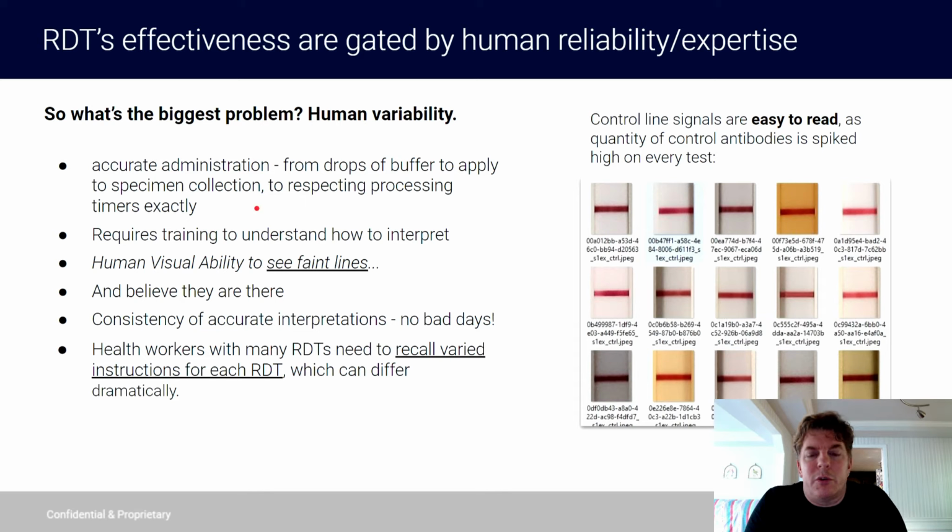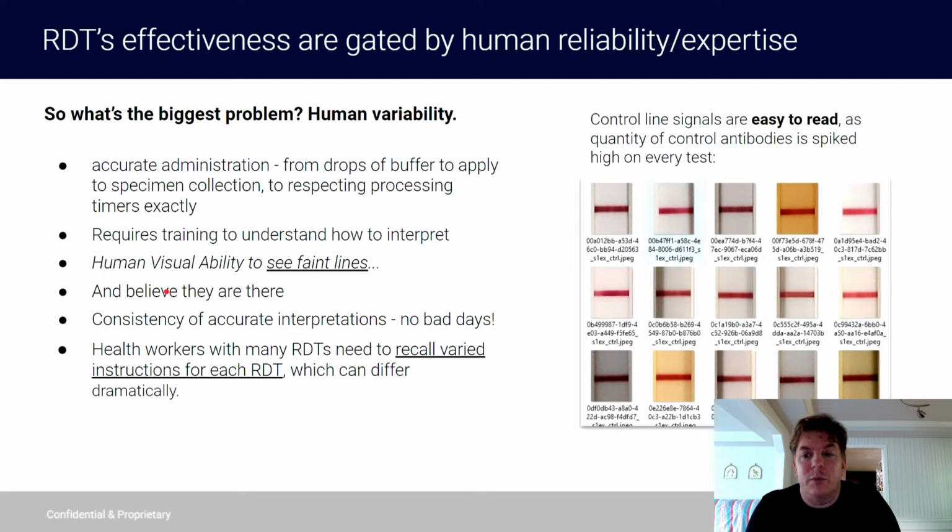We start with what's called accurate administration, and that's simply, for example, putting the right amount of buffer solution along with the sample to be processed, and timing the process. There's typically a 15 or 30-minute wait time and then a read window time. You do require understanding and training on how to interpret the visual signals that are presented by the RDT. You have limitations with the human visual system in terms of its ability to see faint lines, which we're going to get into here in a minute.